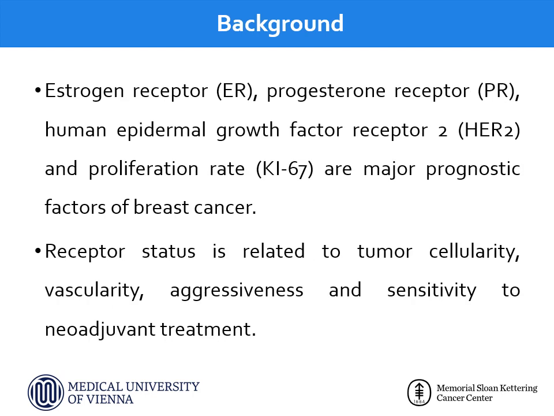The presence of estrogen receptor, progesterone receptor, human epidermal growth factor receptor 2, and proliferation rate are major prognostic factors of breast cancer, which are used for guiding therapy decisions. Receptor status is related to tumor cellularity, vascularity, aggressiveness, and sensitivity to neoadjuvant treatment.